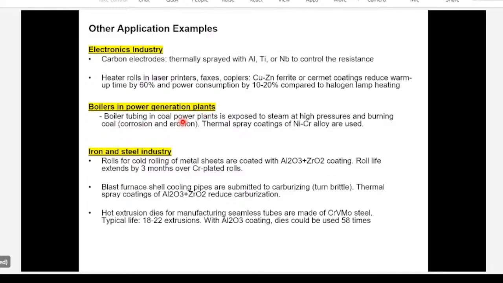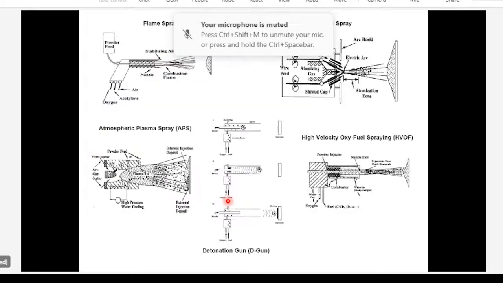Because boiler tubing in coal power plants is exposed to steam at high pressures and burning coal, and coal can cause corrosion and erosion of the steel tube. So to minimize that diffusion of carbon, thermal spray coatings of nickel chrome are deposited. Similarly, you have applications in iron and steel industry, in blast furnaces, in rolling mills, in extrusion dies. So thermal spray is a very, very important area of coatings, mostly for high temperature applications.